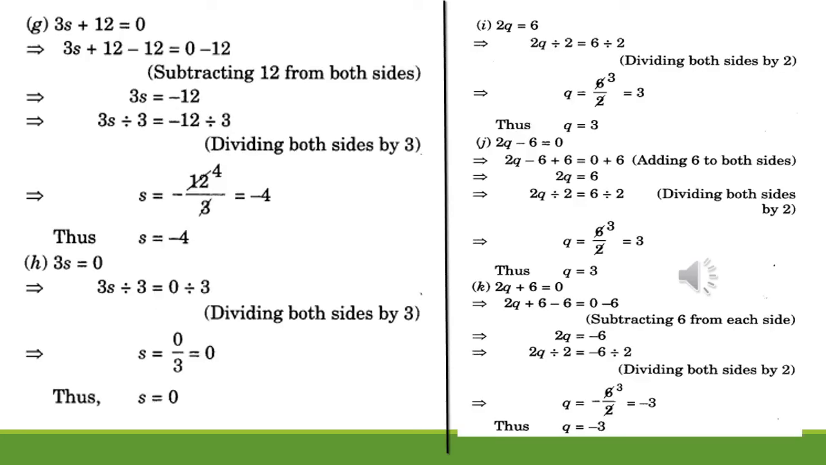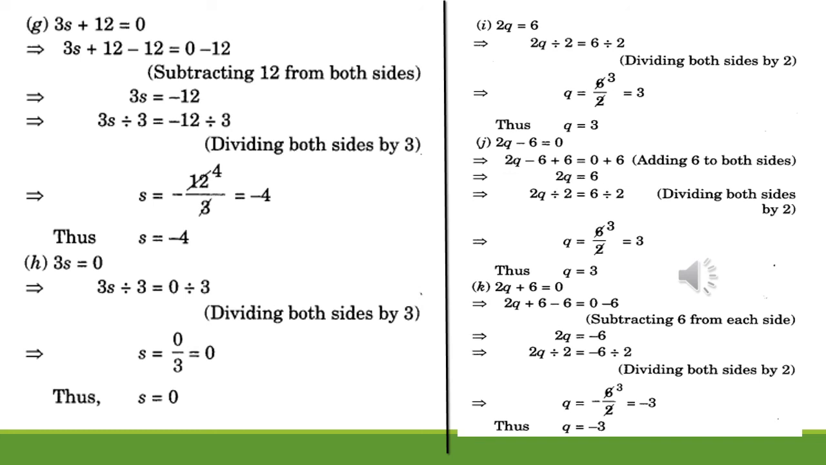Part G, 3s plus 12 is equal to 0. I know that all of you know what we have to do in the next step. First we will remove 12, rather plus 12 by subtracting 12 from both sides. 3s plus 12 minus 12 is equal to 0 minus 12. So 3s plus 0 is equal to minus 12. 3s divided by 3 is equal to minus 12 by 3. So s is equal to minus 12 by 3, or s is equal to minus 4.